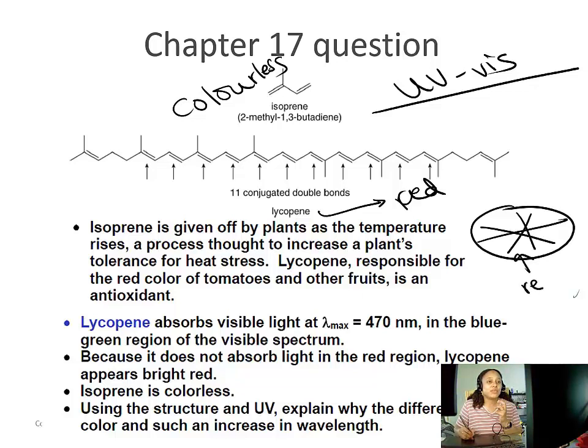If something reflects the color red, it absorbs in a color region opposite to it. So for lycopene, its lambda max is around 470, which is in the blue-green region. On the other hand, isoprene doesn't show up in the visible spectrum. It only absorbs light in the UV region.